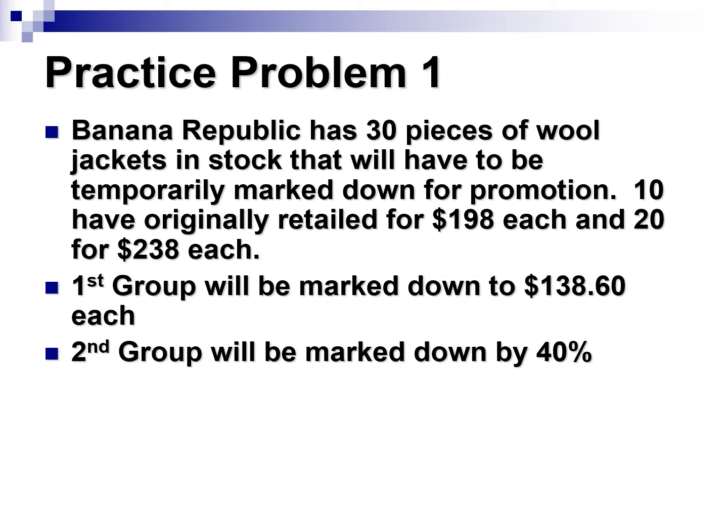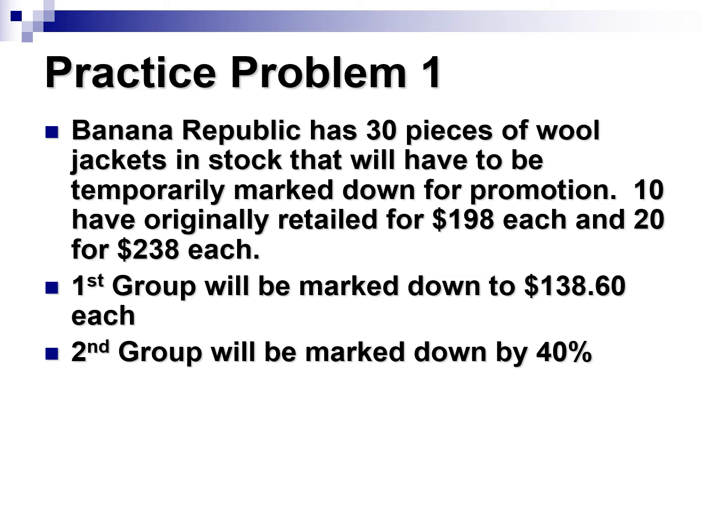Okay, so given the setup that I just shared with you, I hope that you will utilize something like that, a spreadsheet setup, to work on this problem. Okay, the first practice problem here. Banana Republic had 30 pieces of wool jackets in stock that will have to be temporarily marked down for promotion. Out of the 30, 10 have originally retailed for $198 each, and 20 for $238 each. So out of the 30, we actually have two groups of jackets, right? 10 jackets that were originally $198, and the other 20 jackets were originally $238. So their original retail prices were not the same.